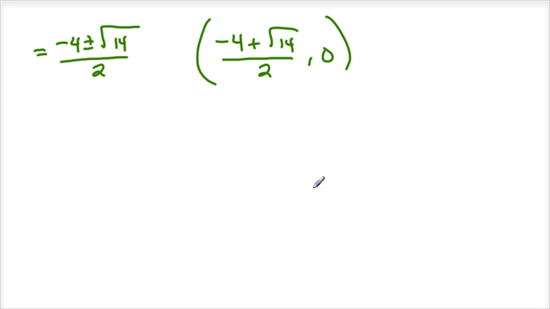How do you know if it's plus or minus? It's going to be both. And the other one's going to be -4 minus square root of 14 divided by 2, comma 0.